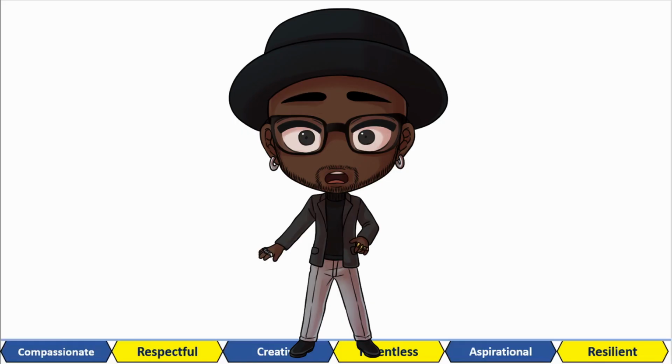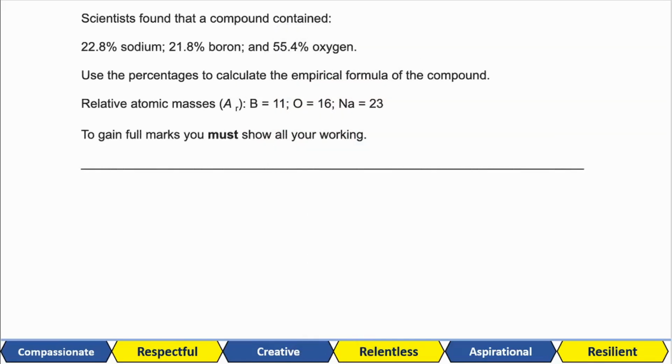When you're asked to calculate the empirical formula, you will be given something like this. A scientist found that a compound contained 22.8% sodium, 21.8% boron, and 55.4% oxygen. Use the percentages to calculate the empirical formula of the compound. You're then given the relative atomic masses of boron, which is 11, 16 for oxygen, and 23 for sodium.